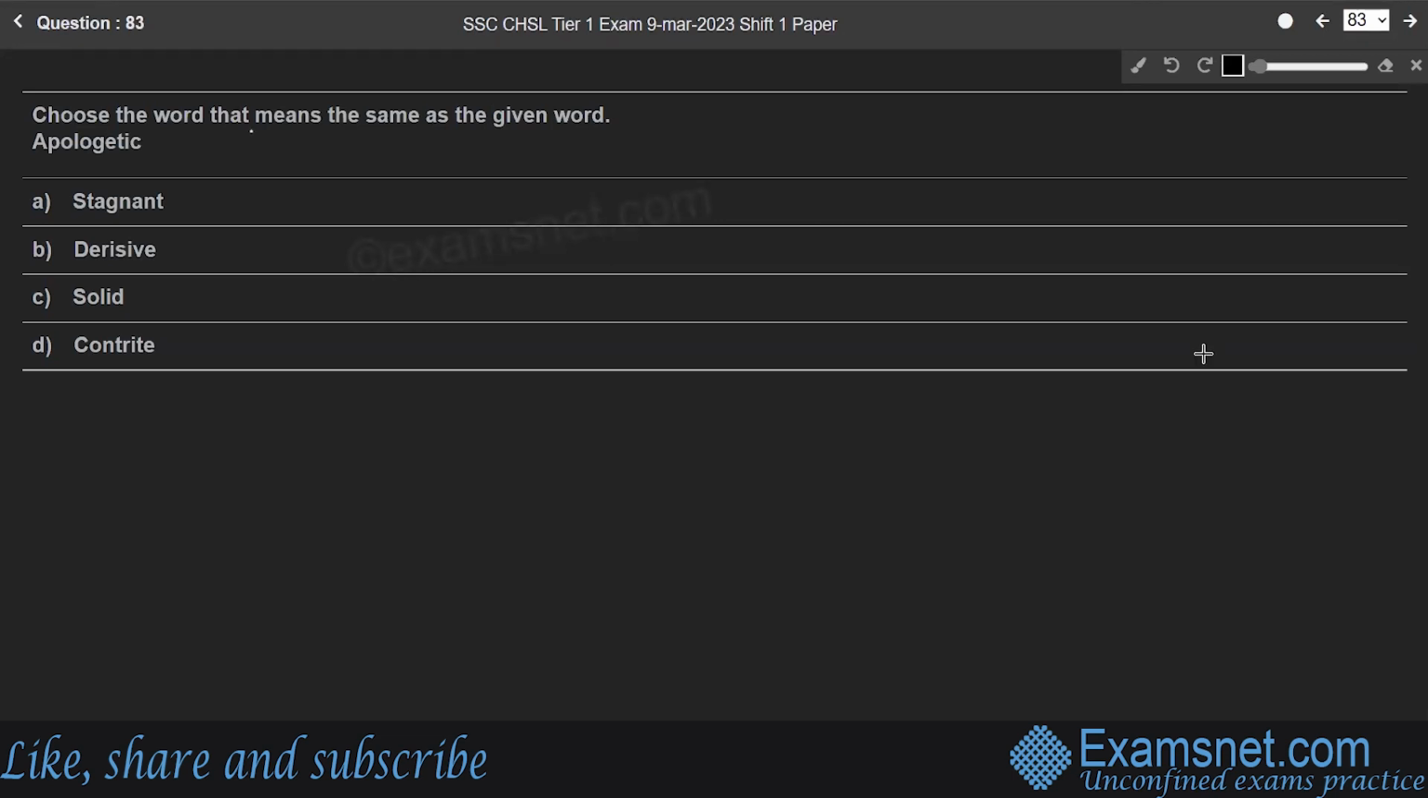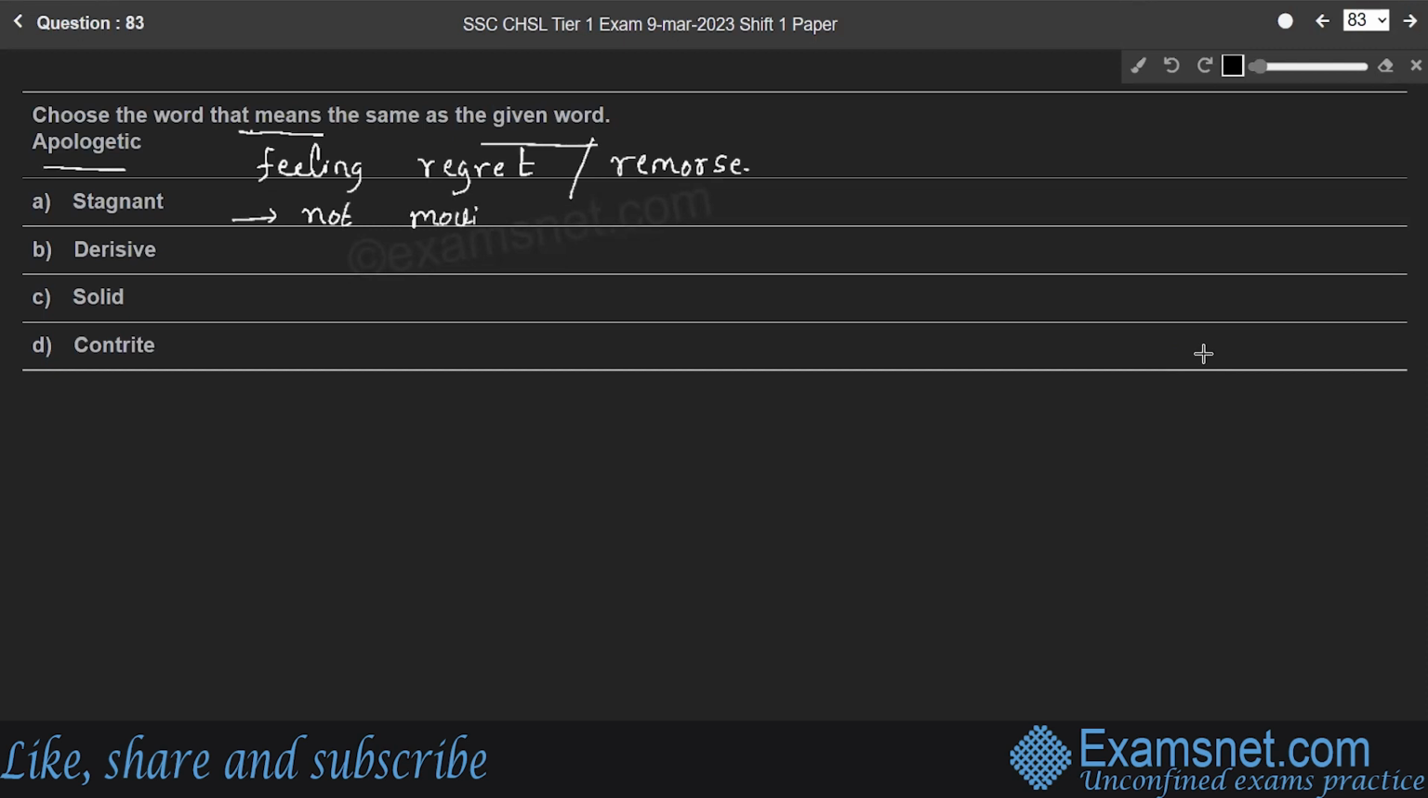Question 83. Choose the word that means the same as the given word. The given word is apologetic. Apologetic means feeling or expressing regret or remorse for one's actions or words. Right? So among the given four options, stagnant means not moving or still, right? So not moving or not flowing.